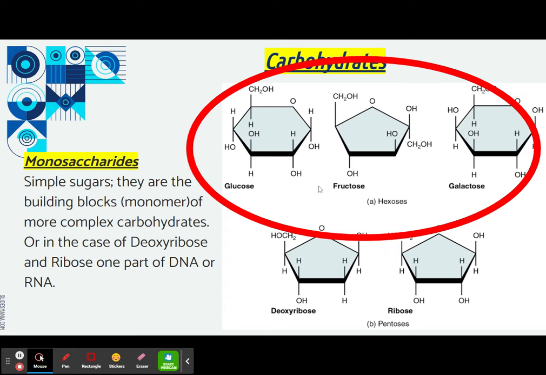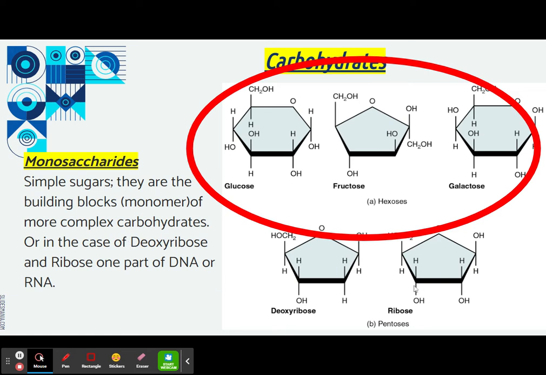So hexoses: 1, 2, 3, 4, 5, 6. Pentoses: 1, 2, 3, 4, 5 sugars. These are deoxyribose and ribose. They are not sugars that we're going to use for energy. These are structural components of DNA, of the nucleotide. These are the 3 that we're concerned with: glucose, fructose, galactose, the monomers of the carbohydrates that we're going to be concerned with.